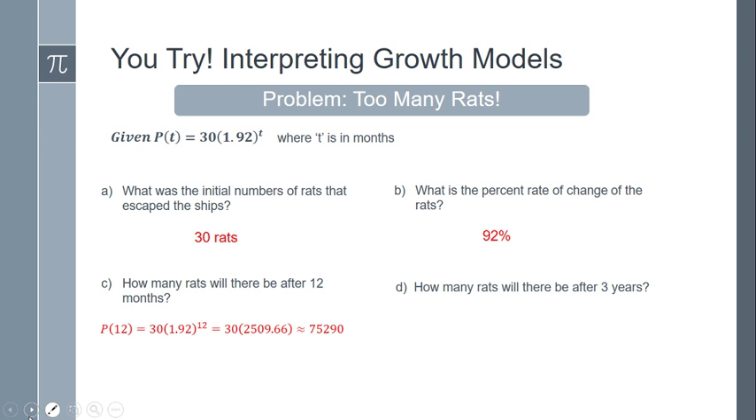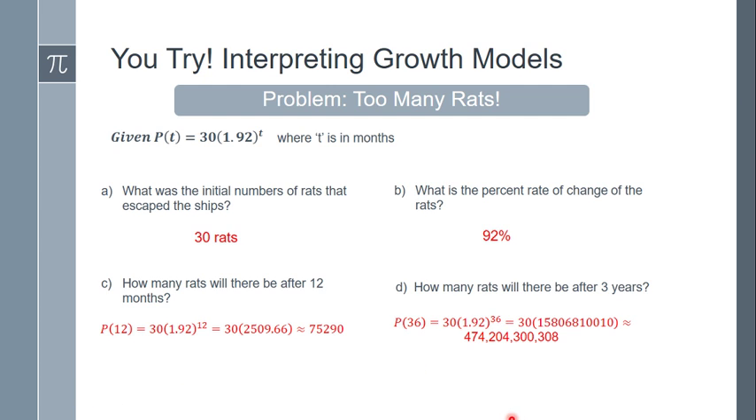So now how many rats are there going to be after 3 years? Be careful on this one. The common mistake is people say, I'm going to plug in a 3 where the t is. But notice that this is years and t represents months. So if I'm going to replace t with the correct number, I need to figure out how many months is in 3 years. And since there's 12 months in 1 year, 3 times 12 is 36. So I go ahead and let t be 36 if I want to find out how many rats there's going to be in 3 years.